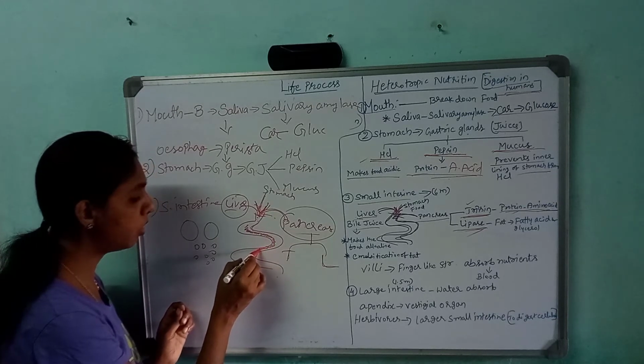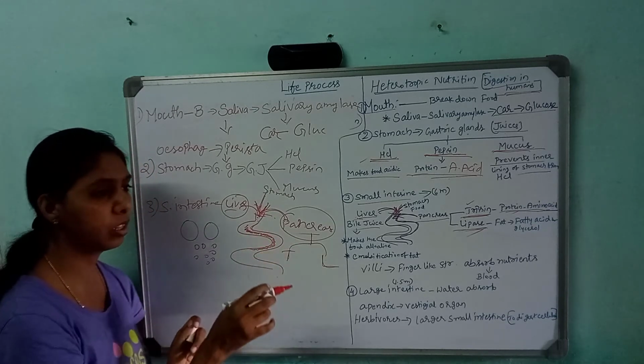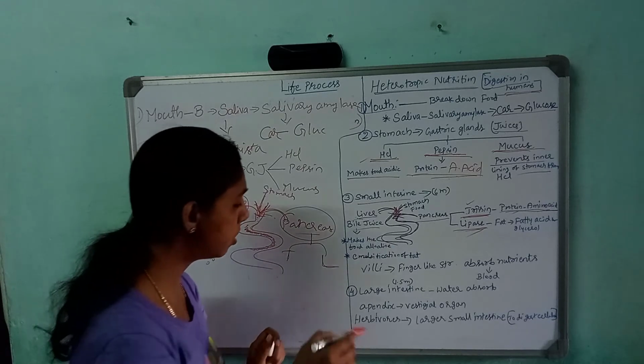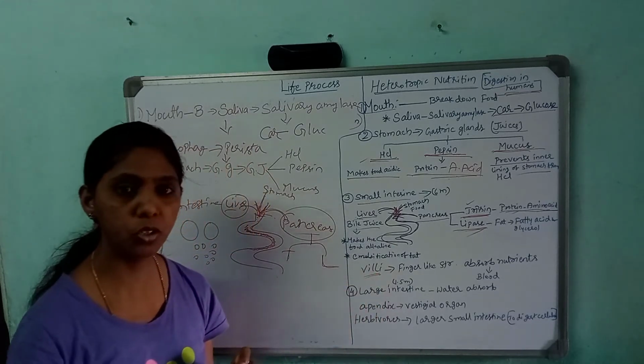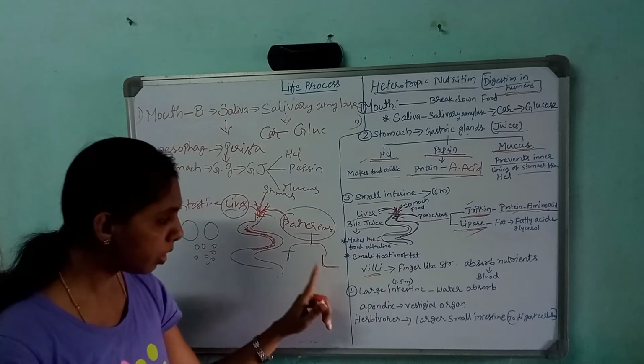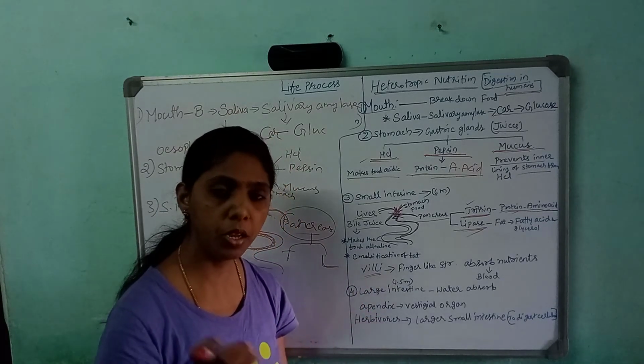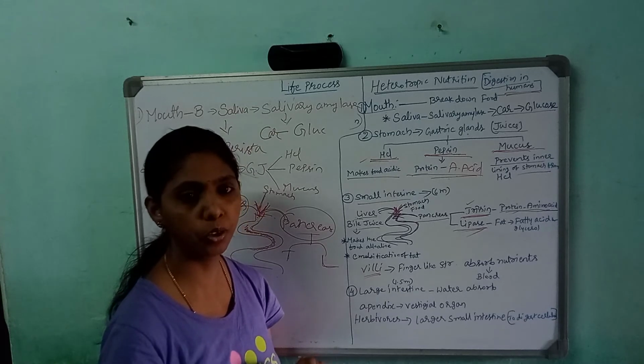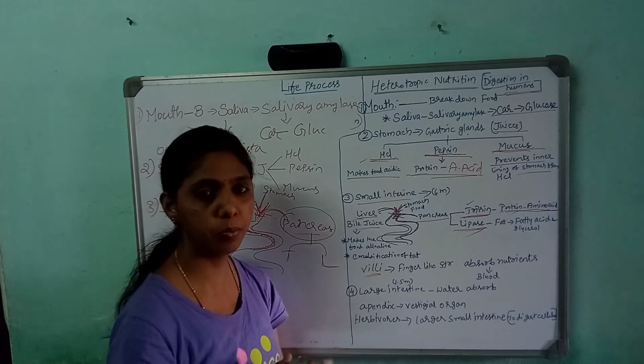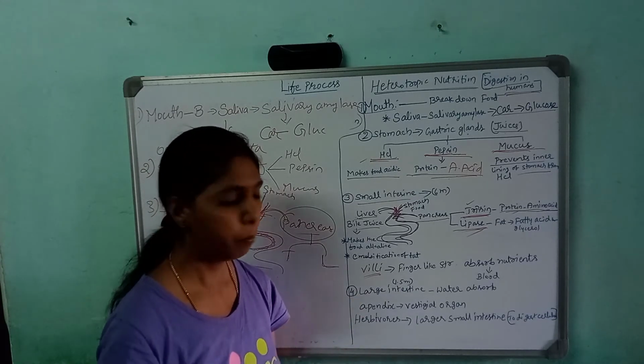So in the intestine, what is there? Finger-like projections are there, and these finger-like projections are called villi. So these villi, what will they do? They absorb the nutrients and give them to the blood. Okay, the function of the villi is to absorb the nutrients and pour them into the blood.